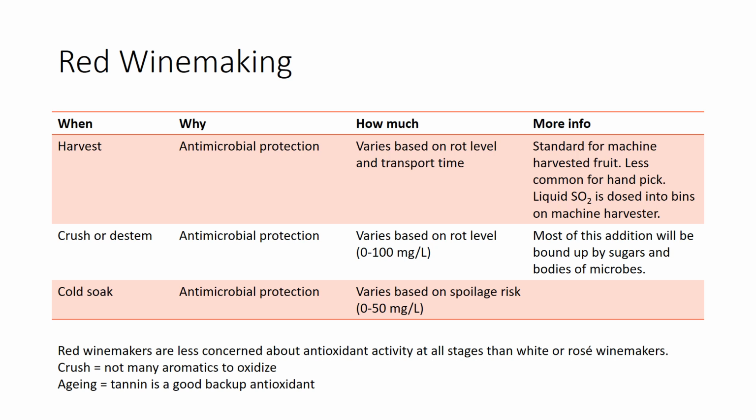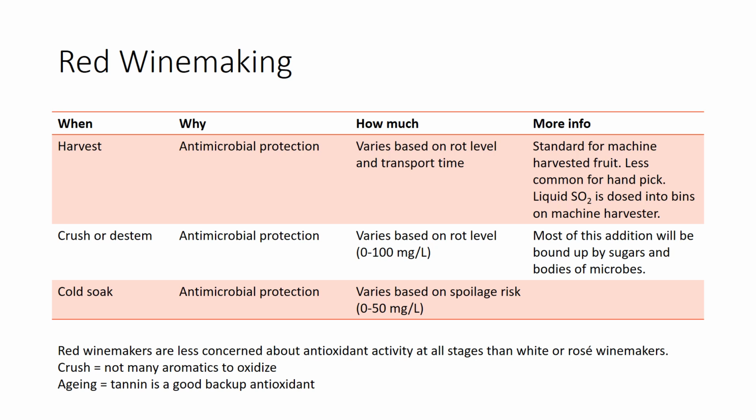So, more info on the crushing and destemming. Most of this addition is going to be bound up by sugars or bound to the bodies of microbes. So what happens is we're adding sulfur dioxide in here, but it's not making its way through into the ferment. There's so much chaos happening chemically during this stage that if we measured sulfur dioxide a day after we added it, we'd probably see 0 free and maybe close to 0 total as well.